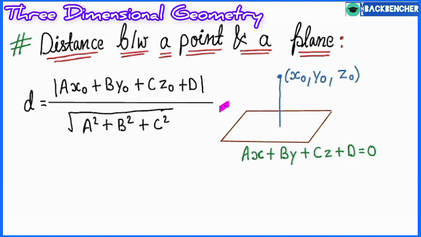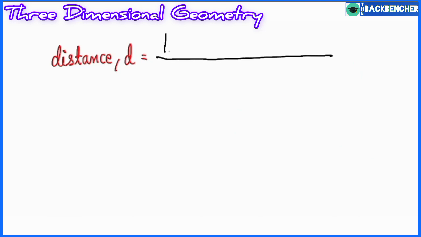That is the formula that can be used to calculate the distance between a point and a particular plane. Okay, so that's the direct formula. We have the point x naught, y naught, z naught, and the equation of plane is ax plus by plus cz plus d equals 0. Now we have to just put these values in that formula to get the value of distance. Okay, so let's do that.